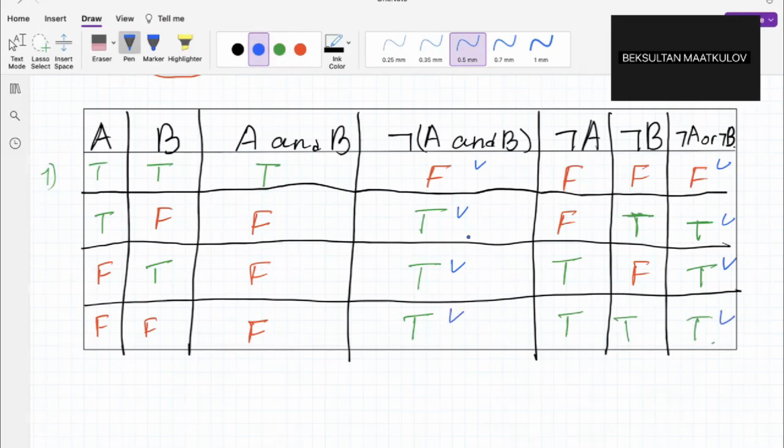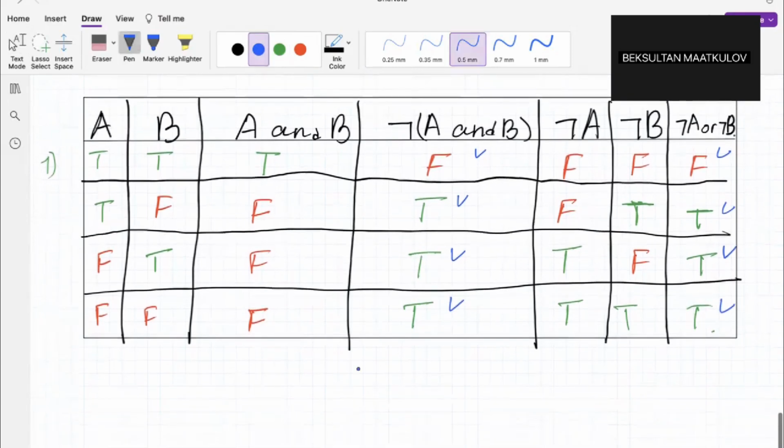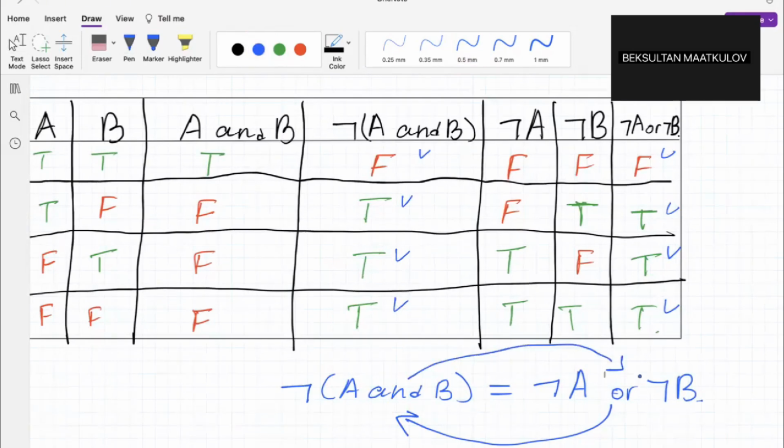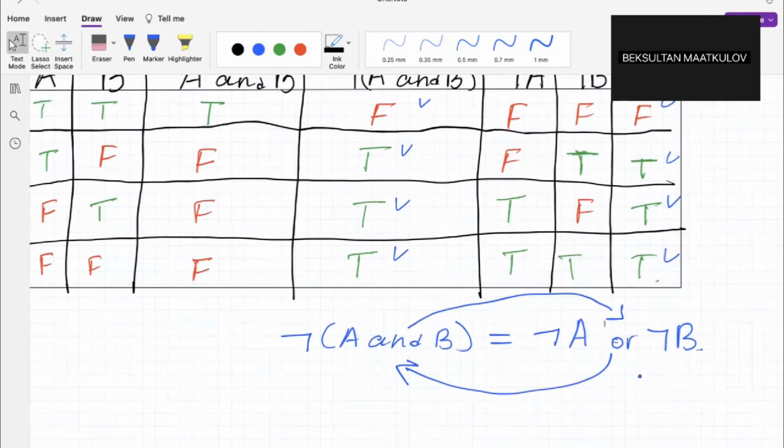So basically, from this, you can infer, we kind of proved that not (A and B) has the same truth validity as not A or not B. So it means that they are both equal. Anytime you have not A or not B, you can replace it with not (A and B). Or in the other case, if you have not (A and B), you can replace it with not A or not B. And it will be really helpful when we solve exercises.